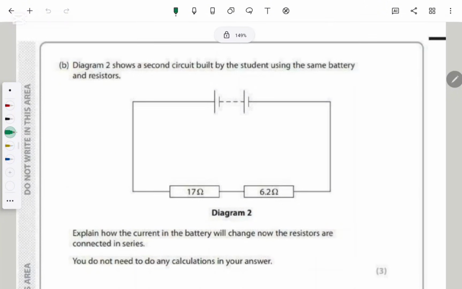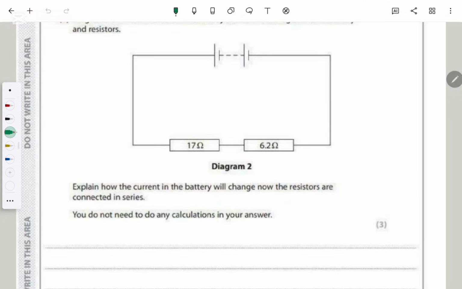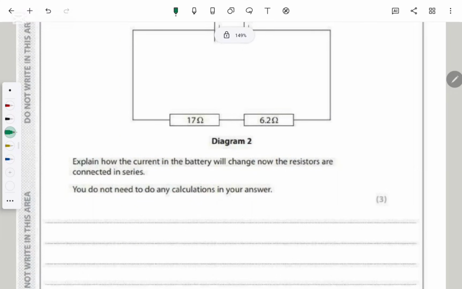So take a look at the circuit right here. Now the question is asking you what change will happen to the current, and always changes in such questions are either an increase or a decrease that you need to determine. In order for us to understand what's going to happen to the increase or decrease of the thing, we need to understand what happens to these resistances when they're connected in series instead of parallel.